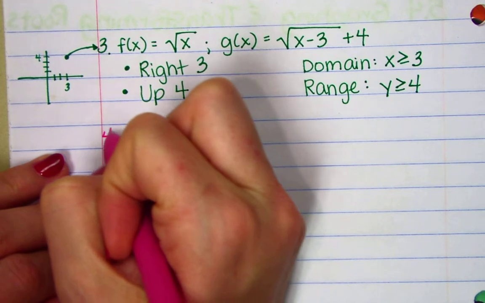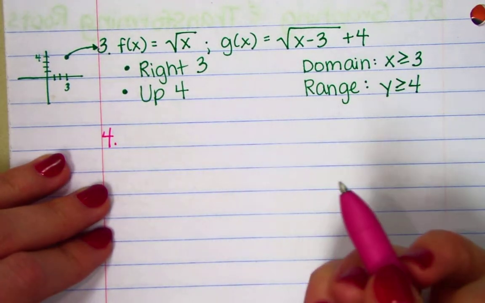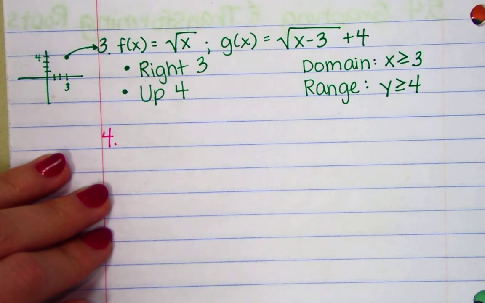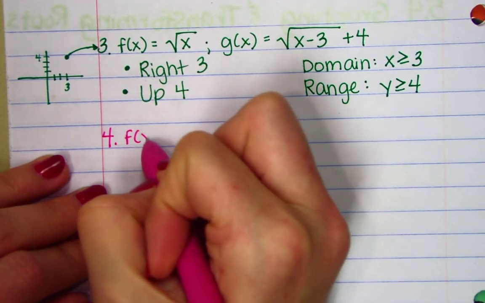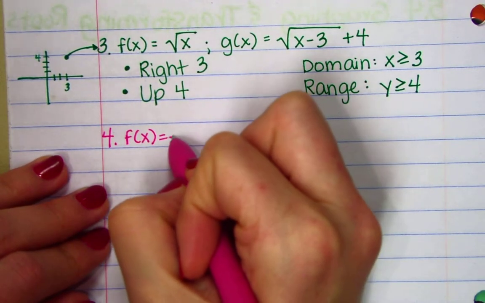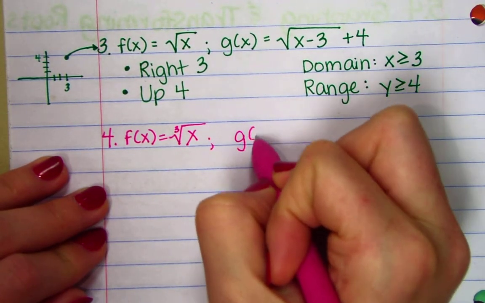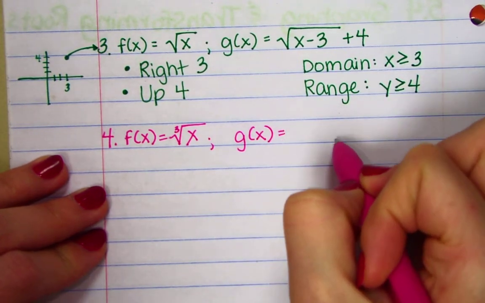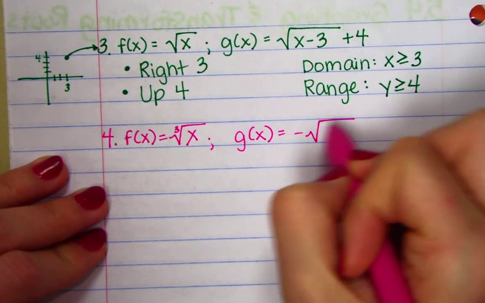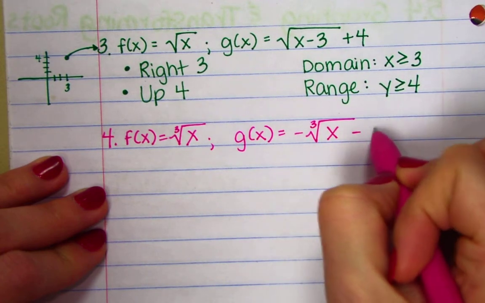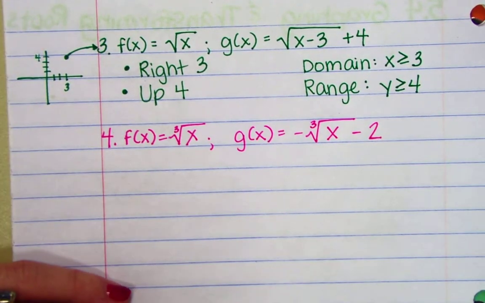Okay, number 4. We're basically going to go back and forth, square root, cube root. Okay, this one, f of x is going to be the cube root of x, right, and g of x with the transformations in it is going to be negative cube root of x minus 2. Okay, and if I am going too fast, please ask the substitute to pause the video for a second, okay? But also catch up, okay? Write faster.